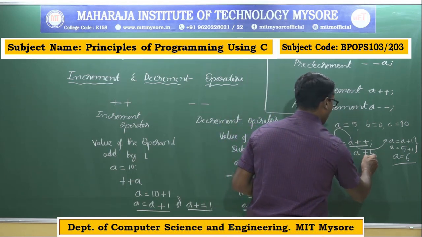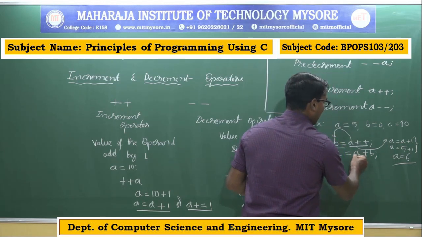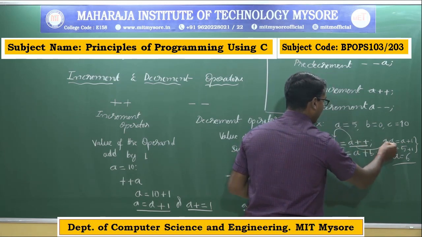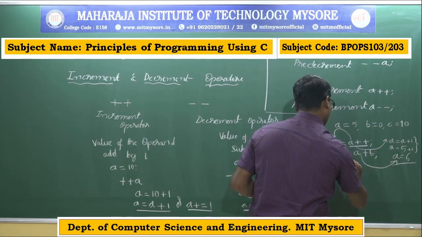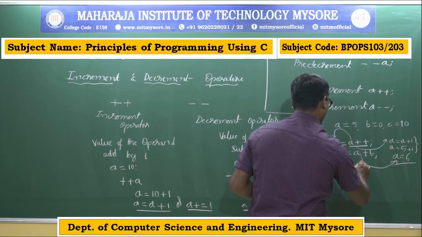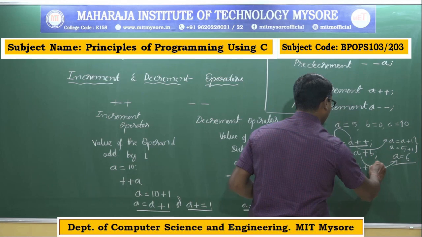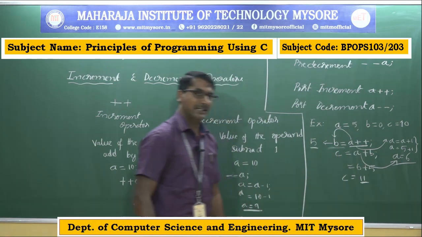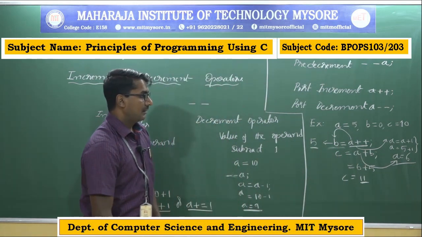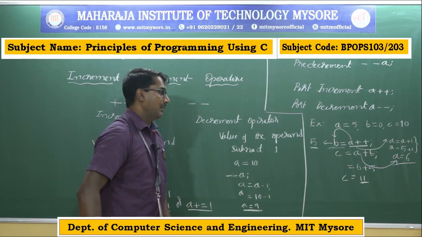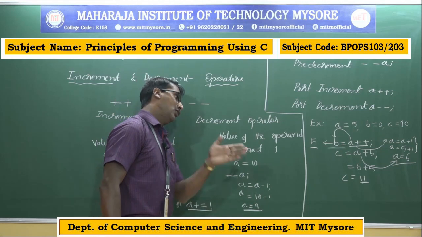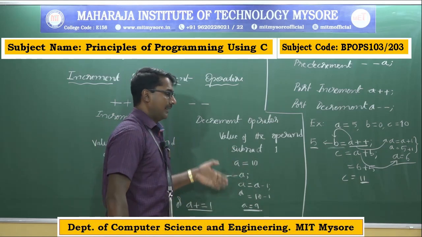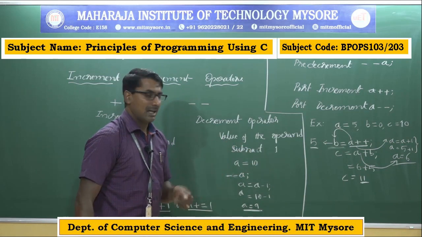Now C is equal to A plus B. A is assigned to B, after that the value of A is incremented by 1. Now the value of A is 6 and the value of B is 5. Now 6 plus 5, so C is equal to 11. That is post-increment. So in post-increment and post-decrement, first the value of the operand will be assigned to the other variable, later the value will be updated.